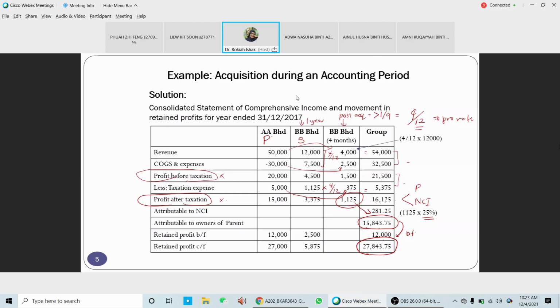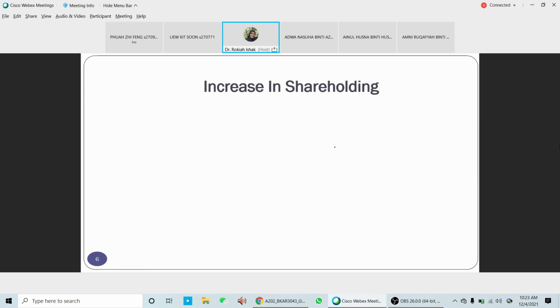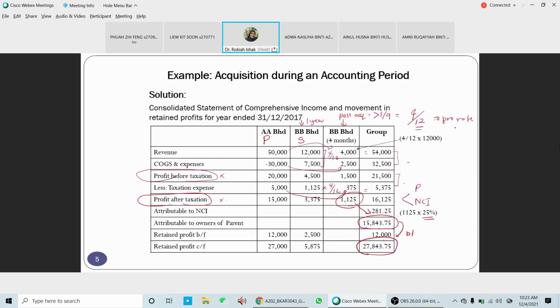So this one is related to acquisitions during the accounting period. Okay, the second objective here is the increase in shareholding. The thing that you need to know here is that when you acquire during the accounting period, you need to prorate. All the items need to be prorated based on the period starting from the date when you start to have control over the subsidiary.